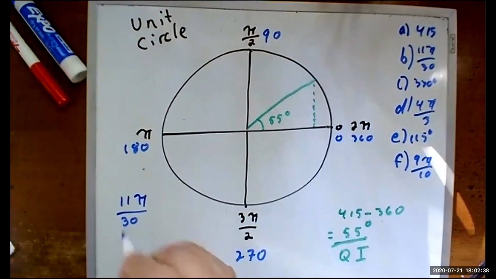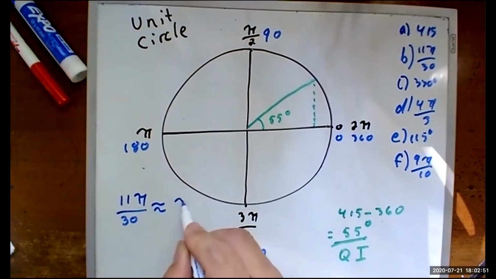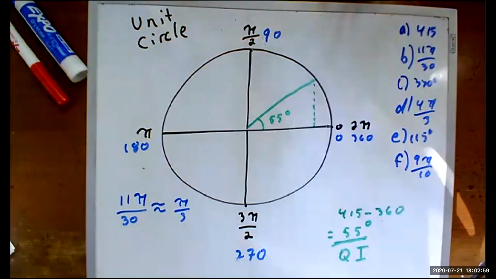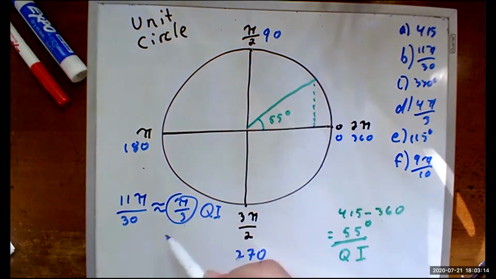Taking a look at 11 pi over 30. Ignoring the pi part just for a second, 11 over 30 is pretty close to 1/3, right? It's one way to think of it. So we could say that's approximately pi over 3. And all you really need to know about that is that that puts it between 0 and pi over 2. Immediately, this tells you that we're in the first quadrant.